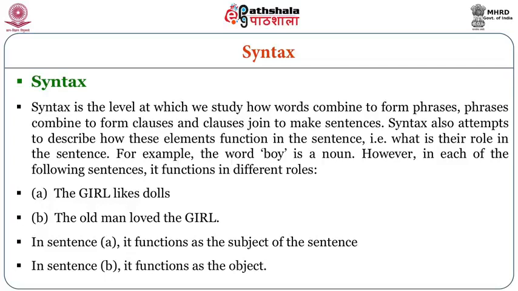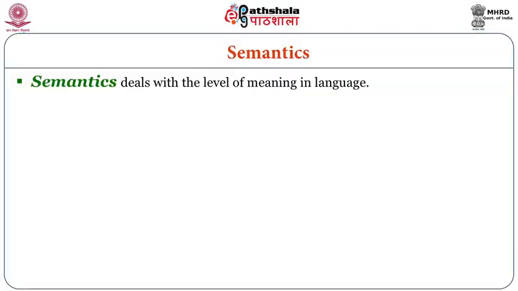So in sentence A, the girl likes dolls, it functions as the subject of the sentence. The girl is here the subject. In sentence 2, the old man loved the girl, the same word girl functions as the object. So it depends upon the positioning of the words in a sentence, how we place that particular word. Then only we can determine its value, its meaning and its position in a particular sentence.